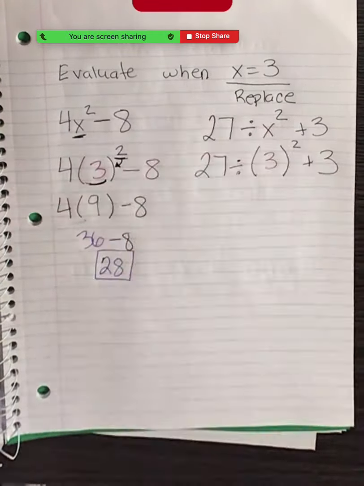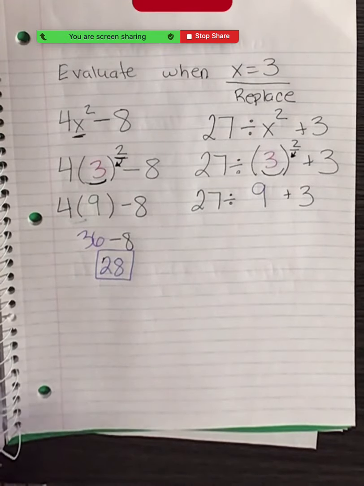Okay. Then order of operations says parentheses, but that's simplified because it's just a number. Okay. Then here's my exponent. It's on the parenthesis. So we're going to square 3. So we get 27 divided by 3 squared is 9. Then plus 3. Okay.